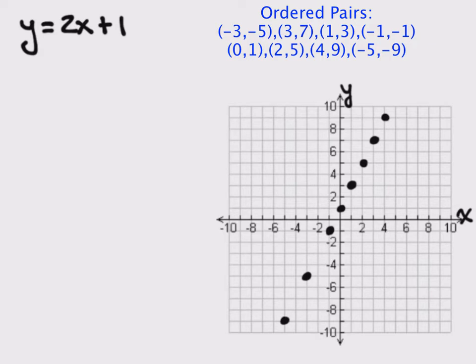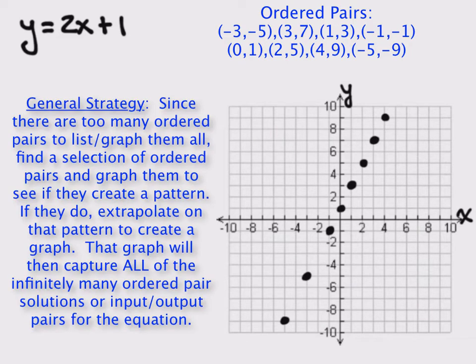Interesting, when we graph all these ordered pairs, all the points seem to create a line. But what does that mean for our ordered pairs when we graph them to make a pattern? In this case, a line. Well, since almost always when we're working with an equation with two variables, we're going to have infinitely many ordered pairs, we couldn't ever hope to list them all or graph them all.